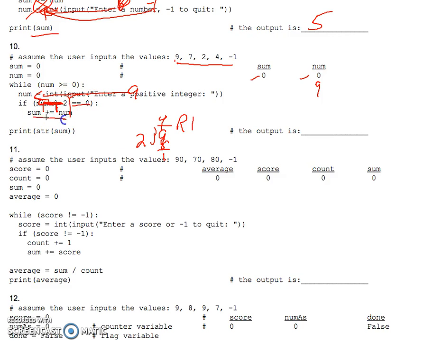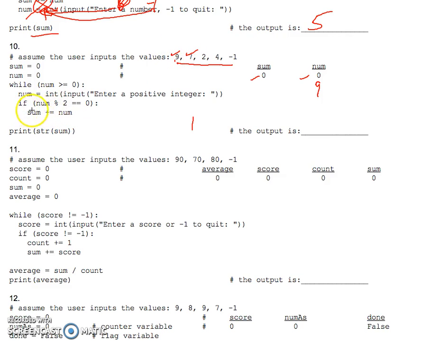False. So we don't do this. But we do go back up to the top of the loop. 9 is greater than 0. So we do all this again in the body of the loop. And this time, the next number that gets inputted by the user is a 7.